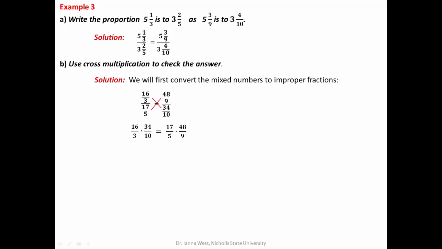Multiplying the numerators and multiplying the denominators, we get 544 divided by 30, and on the right-hand side we get 816 divided by 45. Now we will cross multiply again. That is, we will multiply 544 times 45, and we will set that equal to 30 times 816. When we perform the operation of multiplication on both sides of the equal sign, we find that both sides equal 24,480. The proportion is true since both sides are equal.